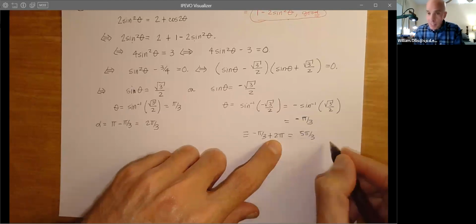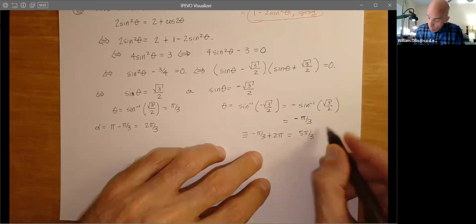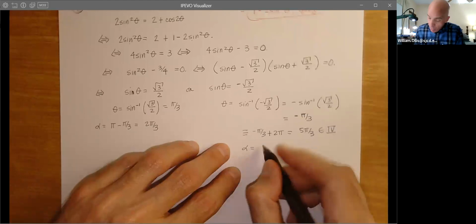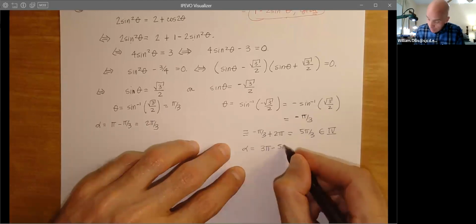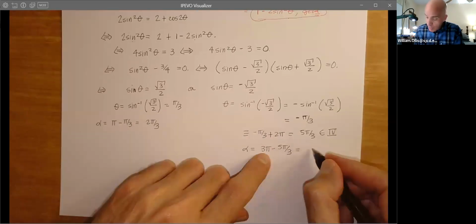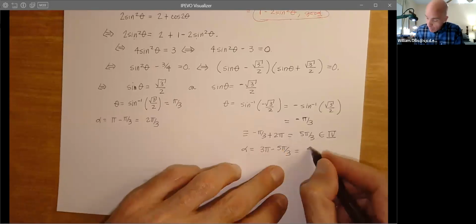Again, this is in the lower arc. This is in quadrant 4. This is the lower arc. So now this says that alpha, the other solution, will be 3 pi minus 5 pi over 3. But of course, that's going to be a 9. So common denominator, so a 9 minus a 5 will be a 4 pi over 3.